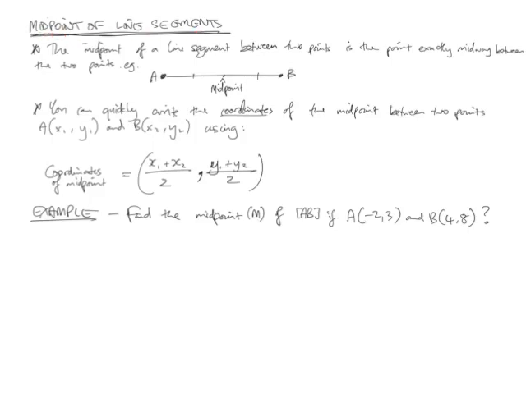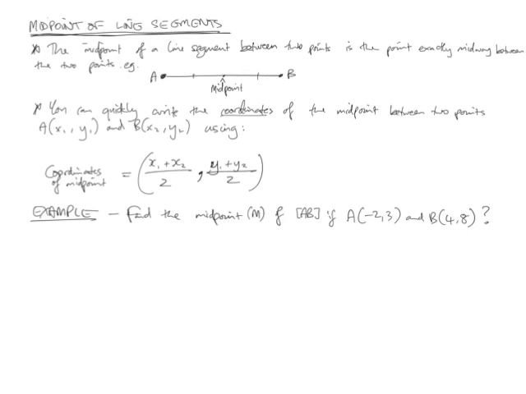This one is on the midpoint of line segments. So we've been talking about distance between two points and the line segments between two points. It's called a line segment because a line, the definition of a line in maths, goes on forever. So a line segment is one that goes between two points. Now the midpoint of a line segment is the point that's exactly halfway between the two points. Say they were A and B. Well, the midpoint is going to be in the middle there, so that from A to the midpoint is exactly the same distance as the midpoint to B.